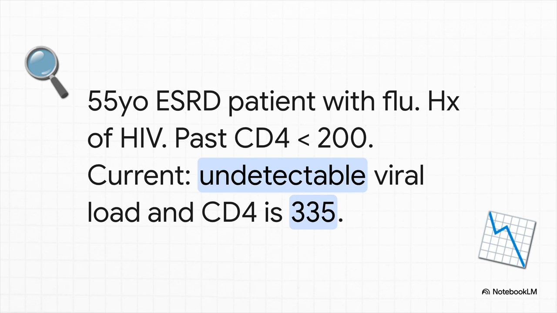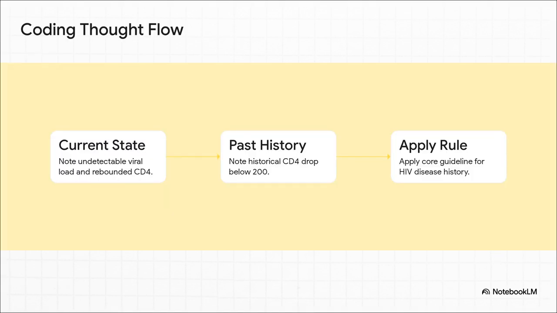So here is our roadblock. This patient looks clinically stable right now regarding their HIV. What on earth do we code for their HIV status? Okay, let's think this through logically. Step 1, we note the current state. The viral load is undetectable, and the CD4 has rebounded to 335. Like we said, they look pretty good on paper today.